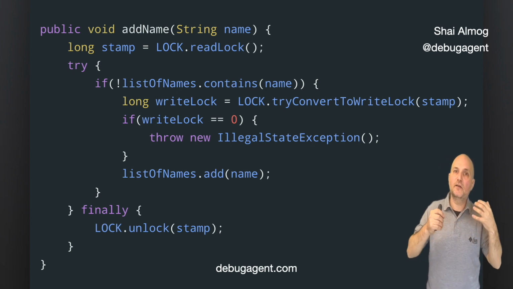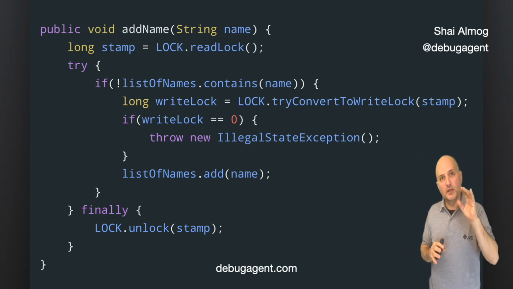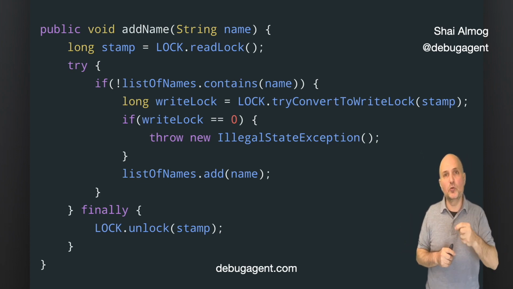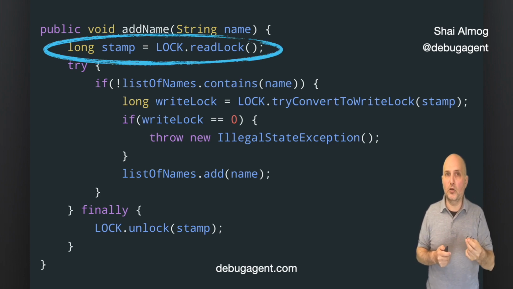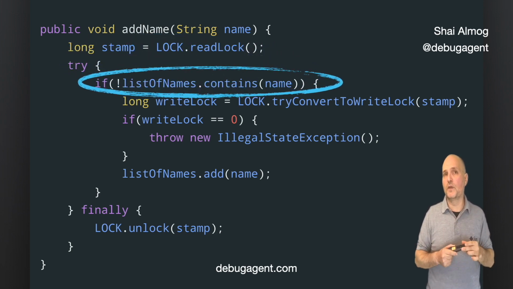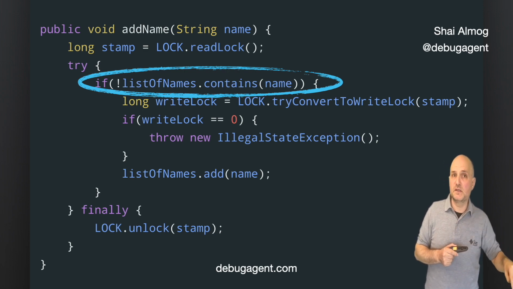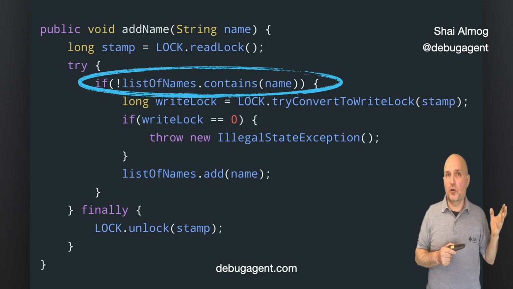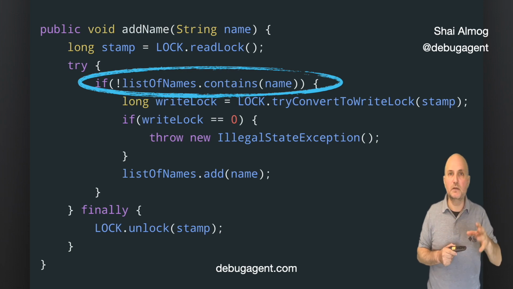Let's say I have a list of names where I don't want to have duplicates, but in many cases the method is invoked with the duplicate. In this case, I can grab a read lock, as I do here. Then I can check if the name is already in the list. Assuming that in most cases it already is, I can return and release the lock. In these cases, I would have avoided the expensive write lock completely.